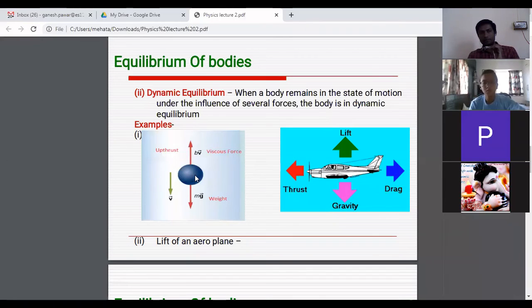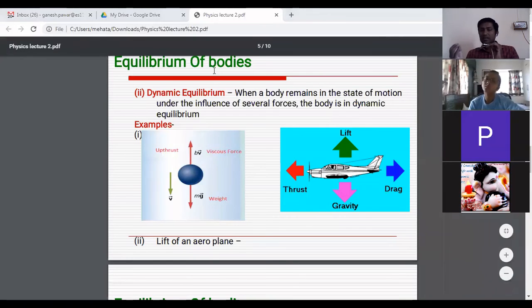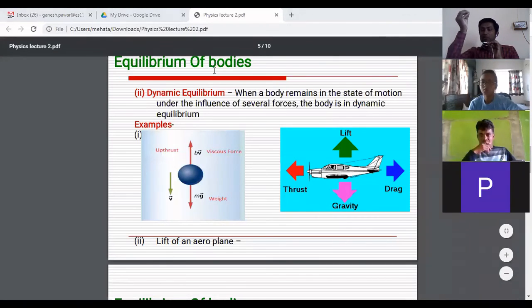Sir, if the upthrust and viscous force equalize the body's weight, doesn't the raindrop stop in midair? Not necessarily. The raindrop has the inertia of motion. Net force is zero, which does not mean that every time it has to come to rest. Newton's first law says either the state of rest or the state of uniform motion. So initially the raindrop has the inertia of motion, and even if the net force is zero, it is coming with uniform motion.